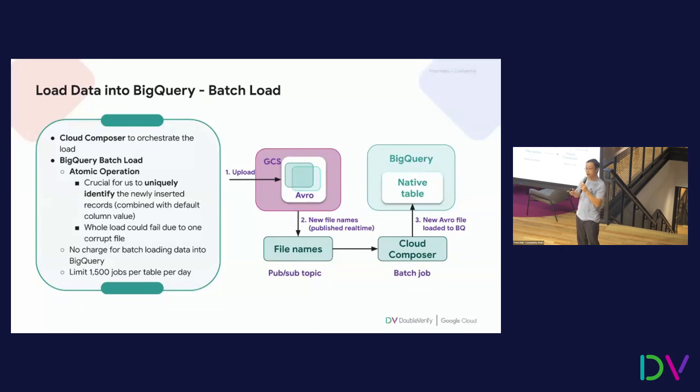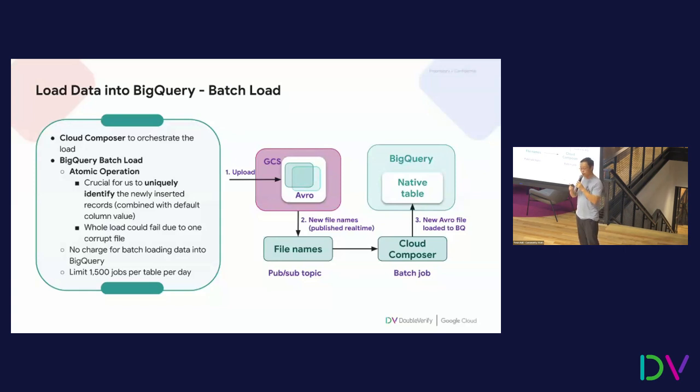So now if it's not atomic, you end up with some intermediate states. Your data will be corrupted. It's just not good, right? But the atomic operation will guarantee that if one file is corrupted, everything will fail. So you can implement retry logic to just get rid of those corrupted files and load those 999, right?